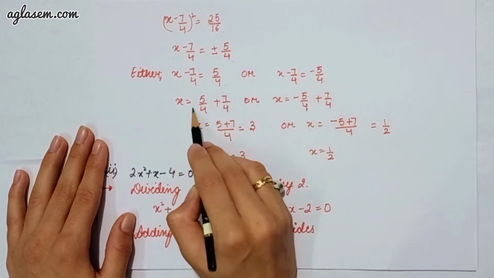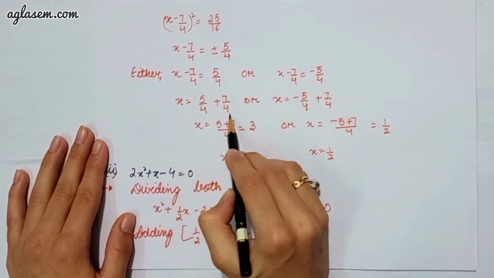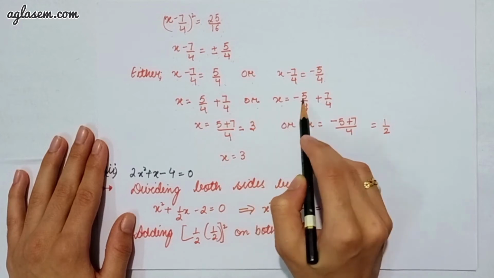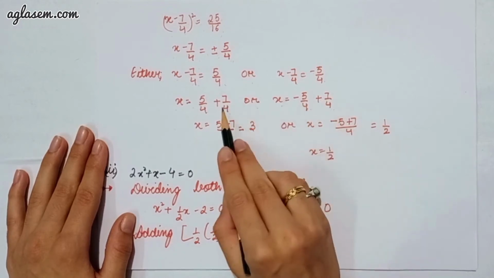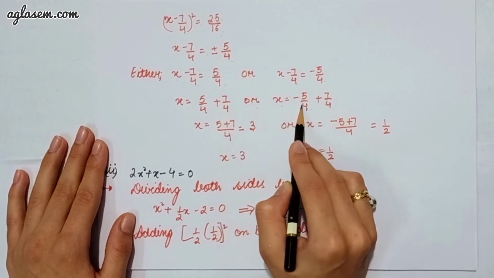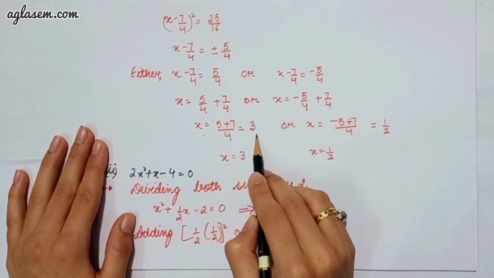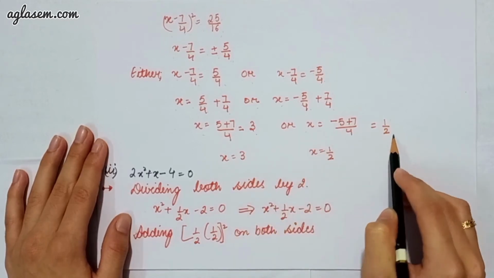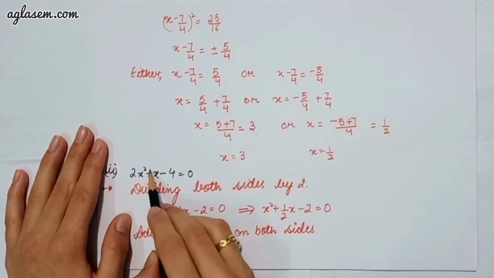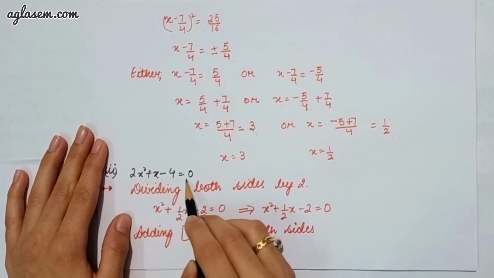So x = 5/4 + 7/4, or x = −5/4 + 7/4. It means we have added 7/4 on both sides. Therefore, we will get x as 3 on one side, and on another side we will get x as 1/2. Second part says 2x² + x − 4 = 0.